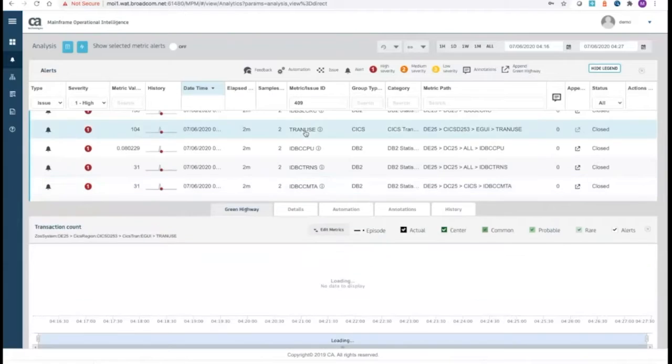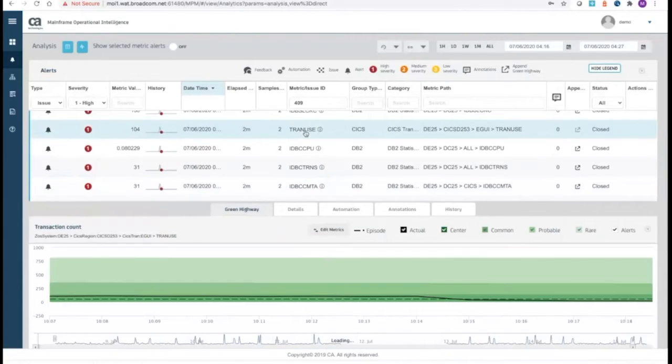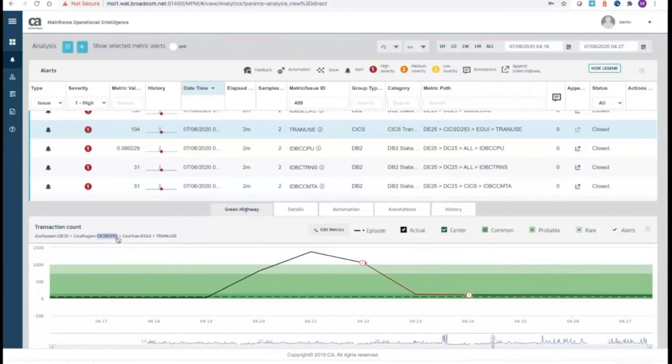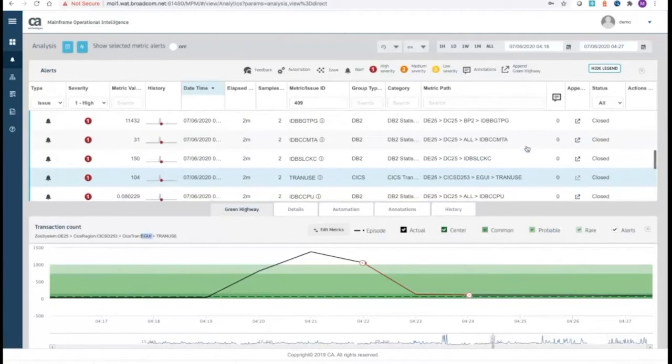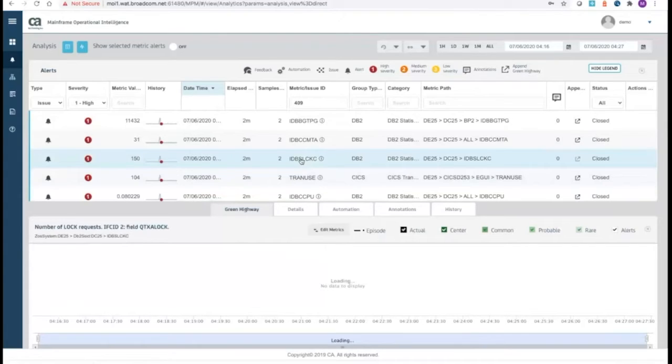The next member alert talks about a CICS region, CICS 253, which is running a CICS transaction called EGUI, and the transaction count of this particular transaction went up high at the very same time. Perhaps this could be the culprit CICS transaction, which is executing a huge number of SQL statements in the DB2 subsystem. Now let's continue watching other member alerts.